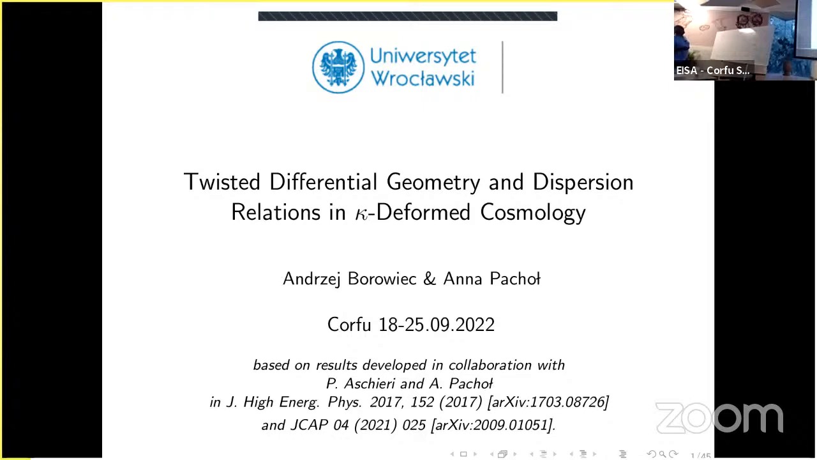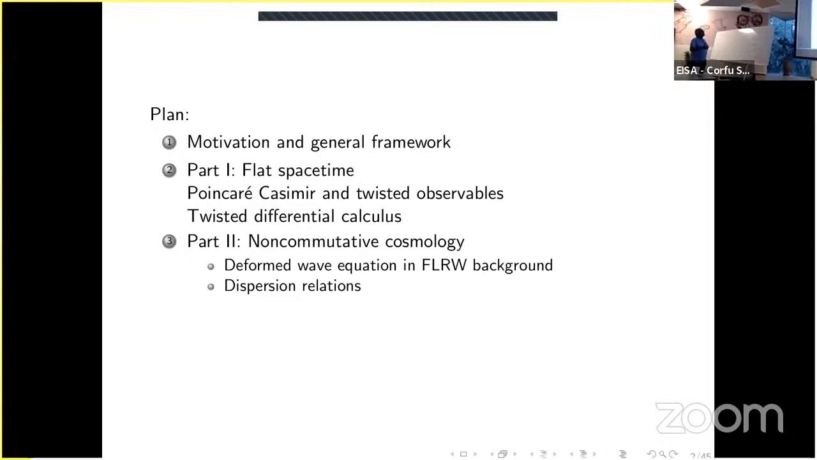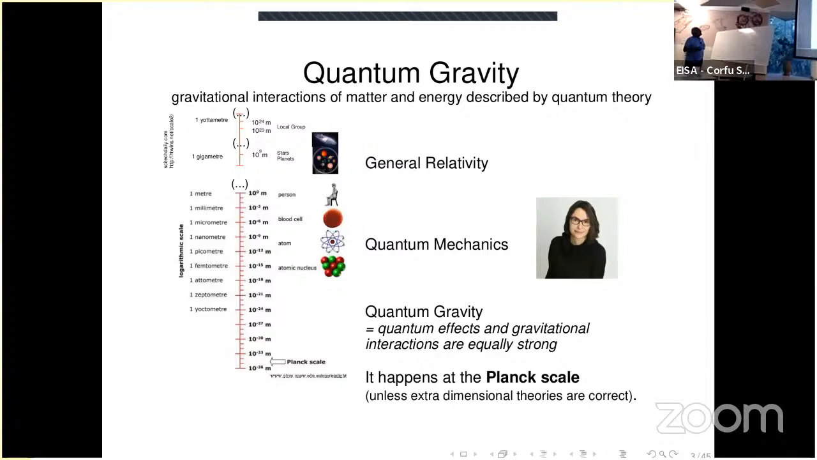So the plan is the following: the motivation, which I think everybody already knows, since I am in the middle of the conference, namely possible effects of quantum gravity and its relation with non-commutative geometry. Then the talk is split into two parts because there were two papers. One is devoted to how to quantize geometry in the form we are using, and the other corresponds to how to apply this on curved background, namely in Friedman-Robertson-Walker cosmology.